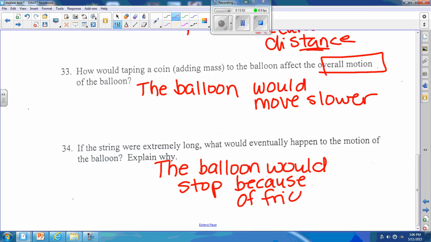So some of you wrote that it would go on forever. No, only if it was frictionless. And they didn't say it was frictionless. And you need to explain why. Some people didn't do that. And they didn't explain the motion. If they ask you a question about motion, you have to talk about motion.